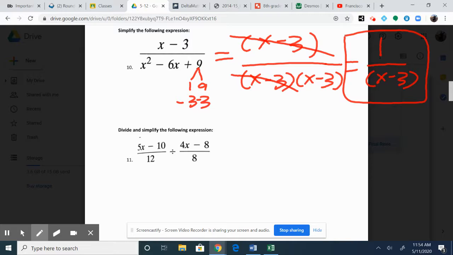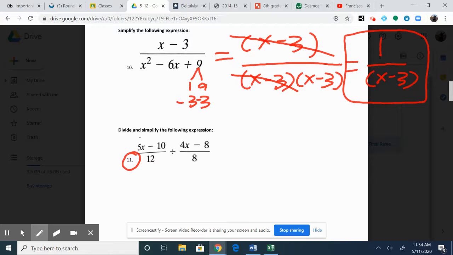So now if we go to number 11, it says to divide and simplify the following expression. So when we are dividing fractions, we want to turn this into a multiplication problem because that's much simpler.